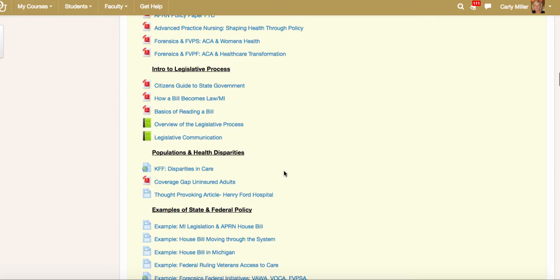The next section is populations and health disparities. KFF is the Kaiser Family Foundation, and it looks at disparities in care. So this is our vulnerable populations and how we need to be advocating for these populations and how advanced practice can make a significant impact on their care. This is another important article to look at, and I encourage all of you to read this one, Coverage Gap of Uninsured Adults. This goes into details about Medicaid recipients.